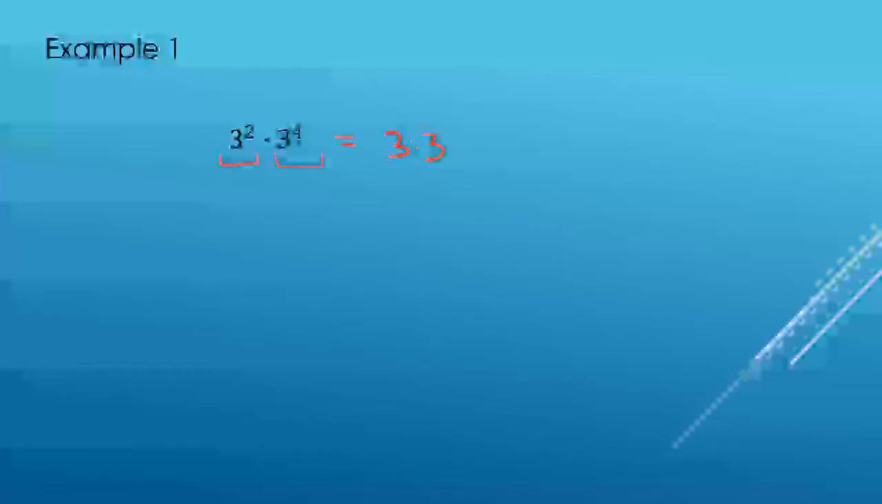Here's my 3 to the 2nd, 3 times 3. And then here's my 3 to the 4th, 4 threes. This is the first term expanded, and this is the second term expanded. How many total 3s are there? 6. So essentially what we're doing is regrouping. We broke these down into an expanded, spread out form, but now I'm regrouping it back as one term, 3 to the 6th power.